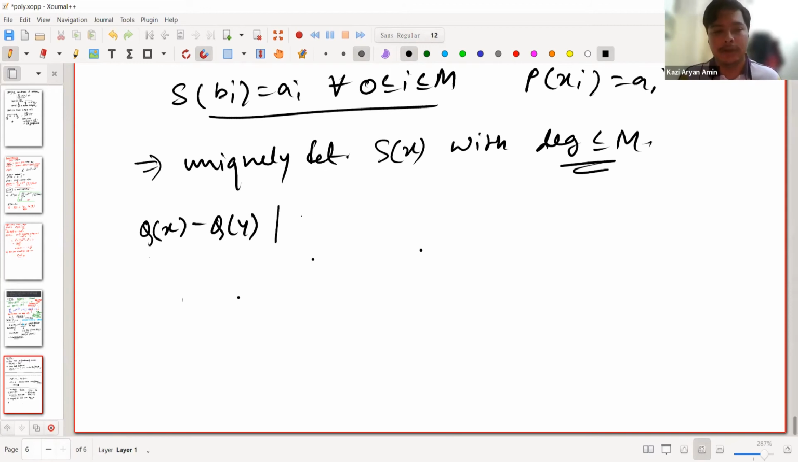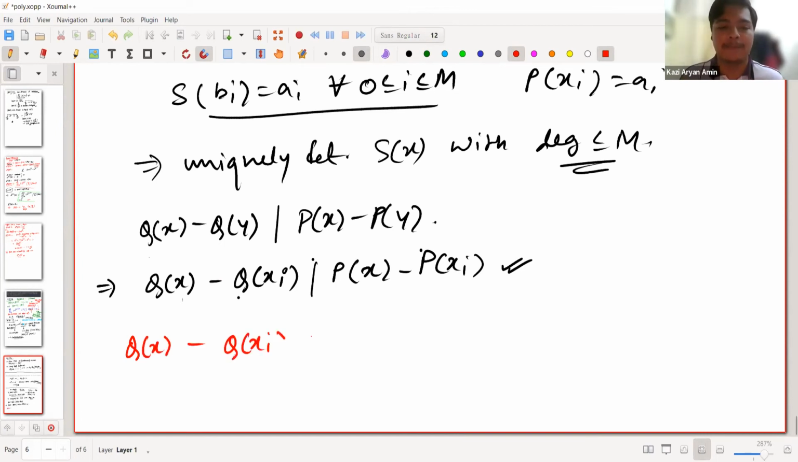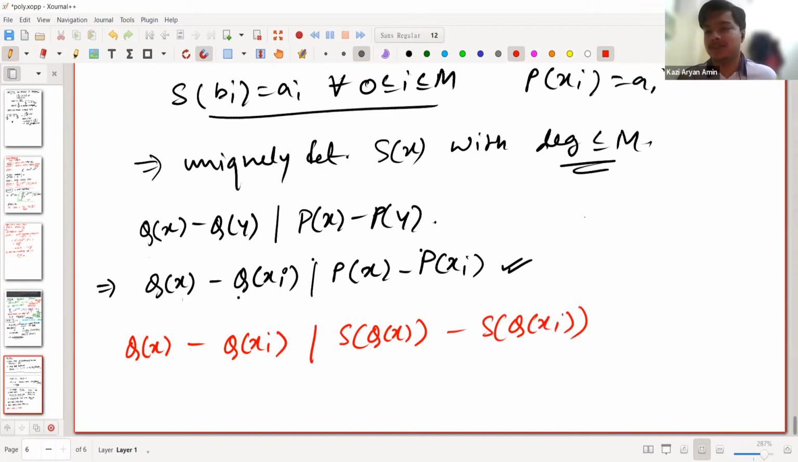So you know that this is true, right? So now we will use y equals xi. So q of xi divides p of x minus p of xi. This is true by the problem statement, but we also know that q of x minus q of xi is divisible by s of q of x minus s of q of xi. Why is this true? This is because for any polynomial f, a minus b divides f of a minus f of b. So does that make sense?